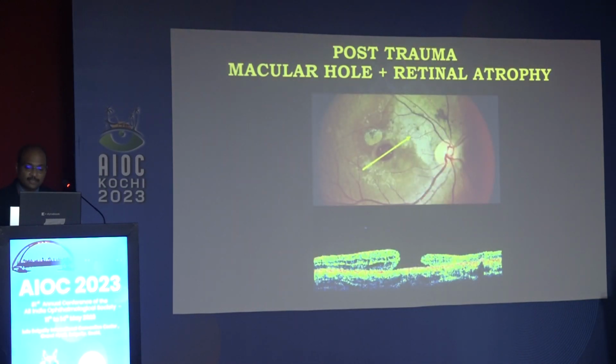Here you can see that settled commotio retinae. You can see this scan taken here. You can see one part of it is atrophic. So this patient will definitely have poor vision.